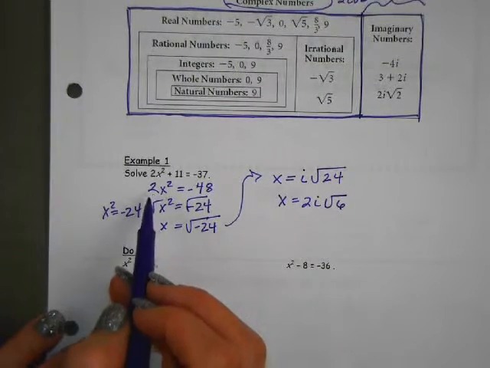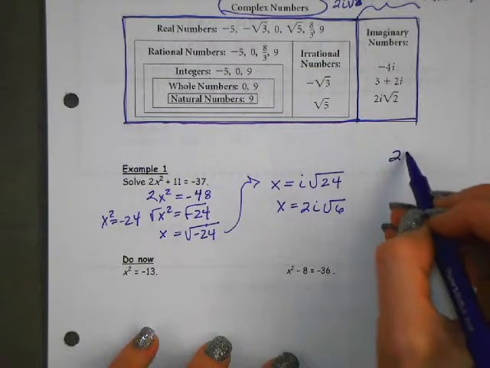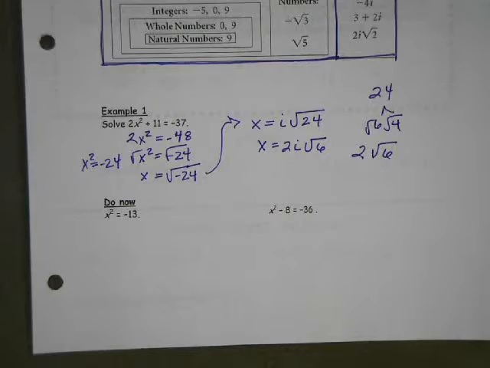Because I have here, okay, 24. So you're basically going to try and solve for the x, and then you're going to do the i.